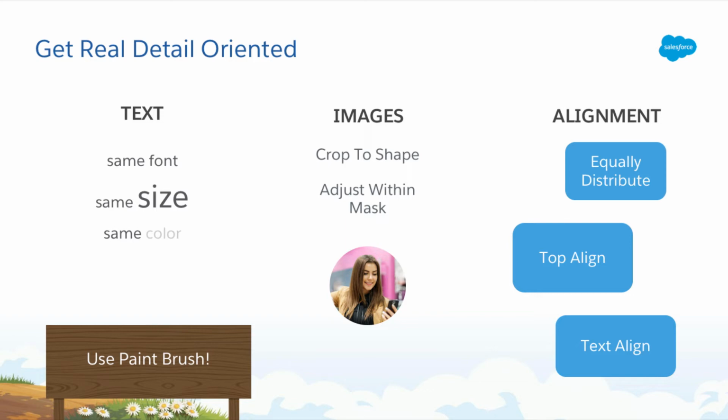And you can also text align within your images in lots of different ways. I would just encourage you to explore alignment and use that whenever you can, especially if you have different pieces on your slide. And lastly, use Paintbrush. That's a great, easy way to make sure you are uniform on all your different slides.